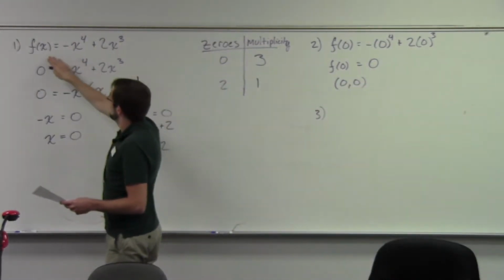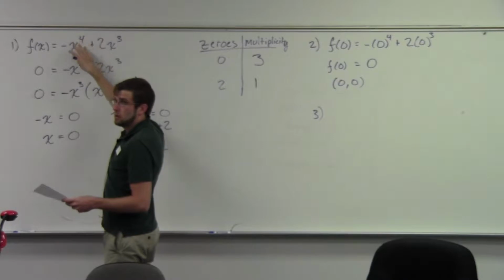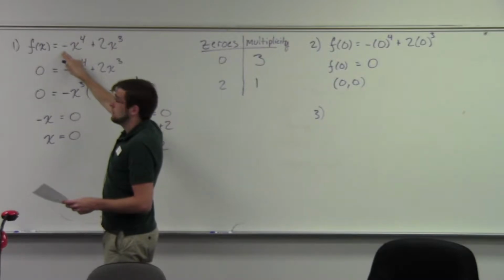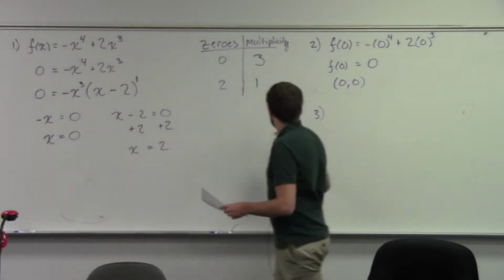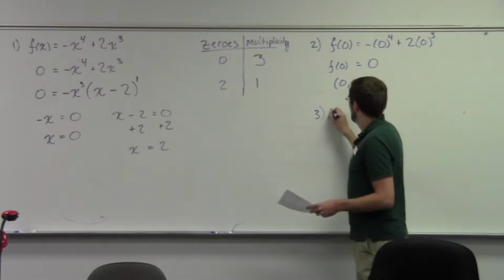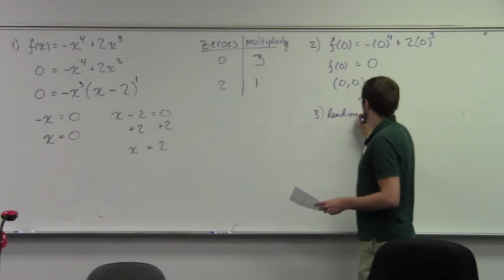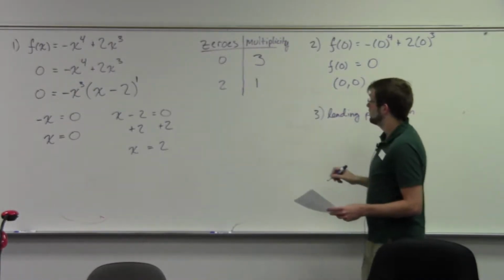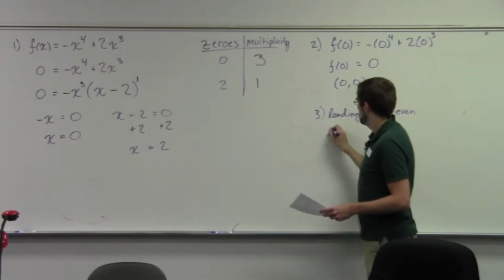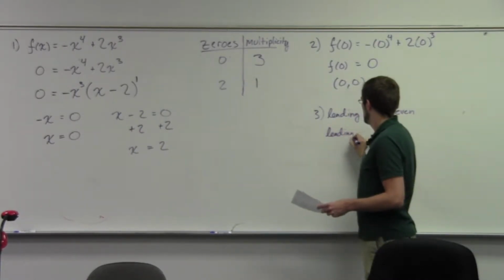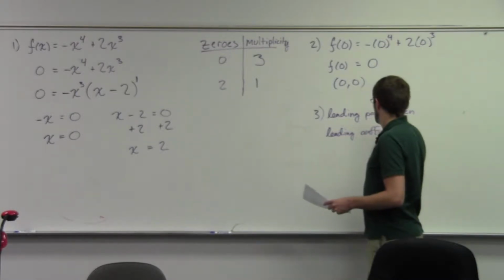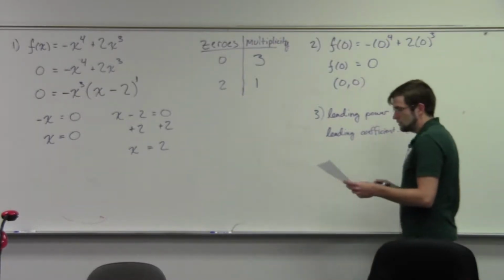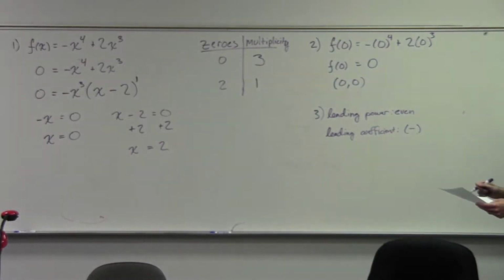All right, so if I look back here at the original function, this is the leading term because it has the highest power, and the coefficient in front of it is negative. So the leading power is even, and the leading coefficient is negative. So if I look at the chart, which one of those satisfies the end behavior?